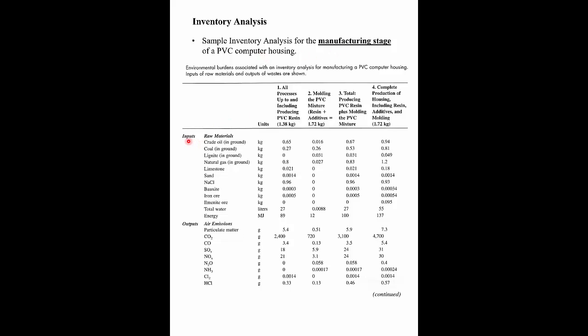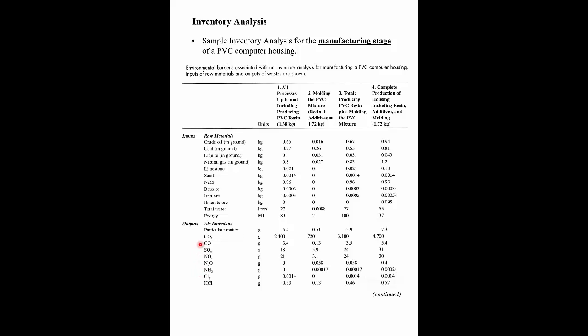So it's got the inputs in terms of crude oil, coal, natural gas, lignite. And the raw materials, bauxite, that's the ore of aluminum, how much energy is required, how much water is required. And then the outputs would include the particulate matter, we have PM 2.5, carbon dioxide, carbon monoxide.